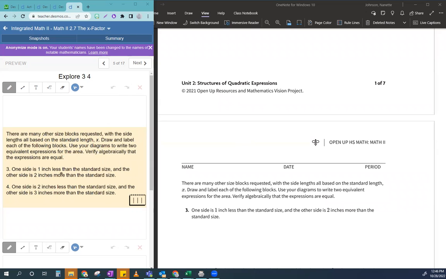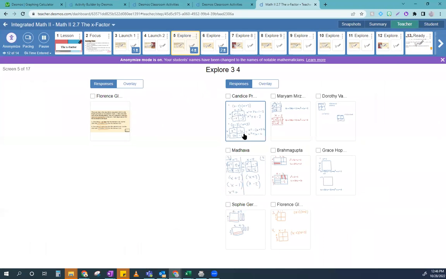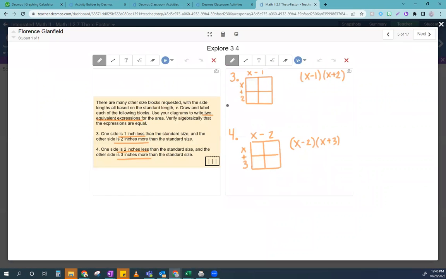So one side is 1 inch less than the standard size, and the other side is 2 inches more than the standard size. So when I'm looking at your work, what was it? 1 inch less and 2 inches more. So yeah, I agree with this person. This person says 1 inch less, 2 inches more. Right. And then the other one is 2 inches less and 3 inches more.